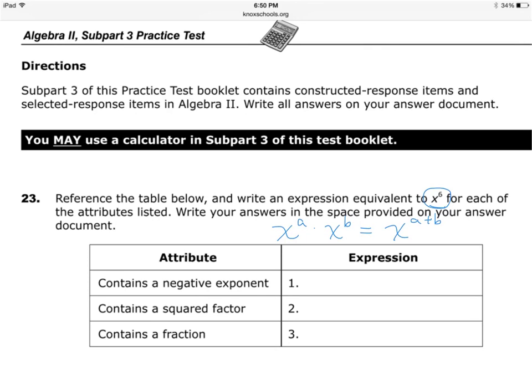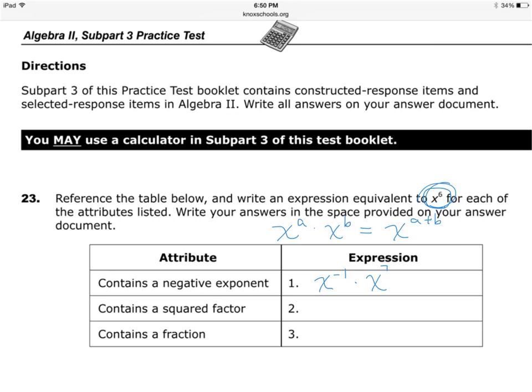So they want me to write something with a negative exponent. So I'm going to write x to the negative 1 times x to the, and I need to think of a power that when I add it to negative 1, I'm going to get x to the 6, because that's what they're asking for. So I'm going to pick 7. So using that property, that will be equivalent to x to the 6.